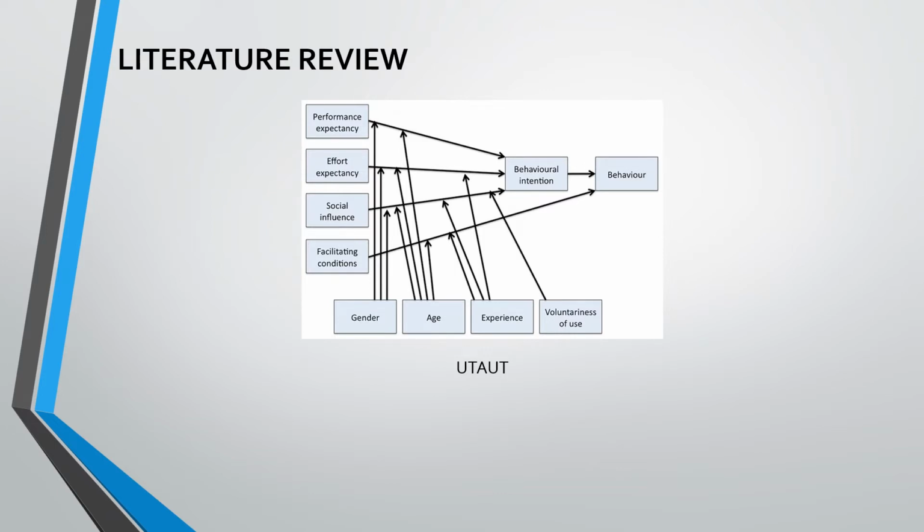UTAUT separates variables into two categories by integrating the previous models. The first type is the four essential variables, which are performance expectancy, effort expectancy, social influence, and facilitating conditions. And the second type is moderating variables that significantly impact the core variables, namely gender, age, experience, and the last one, voluntariness of use.